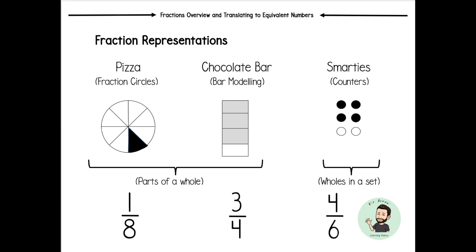So there are some important differences between these representations. These two show fractional amounts that are parts of a whole, so slices of a pizza or pieces of a chocolate bar, whereas this representation shows wholes in a set. So you have 6 wholes in a set, and 4 of them are black.